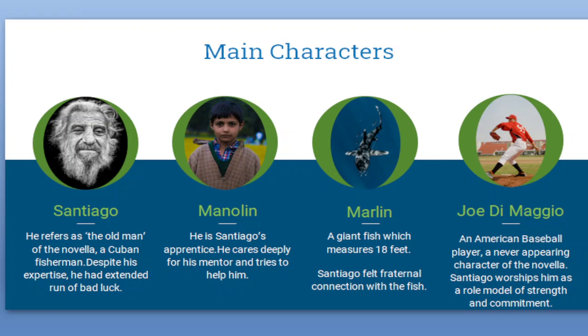We have major characters and minor characters. I'm not focusing on minor characters, I'm only focusing on main characters. There are a total of four major characters. First is Santiago. I have already told you that he is the old man of the novel. He's a Cuban fisherman. Despite his expertise, he had an extended run of bad luck. We will see in the story how it goes.